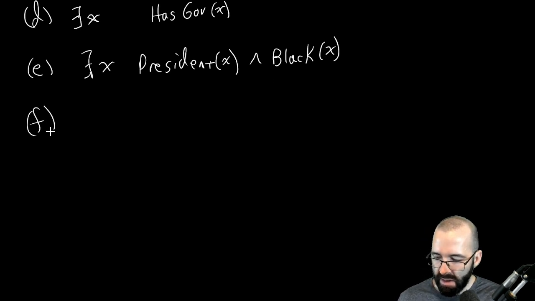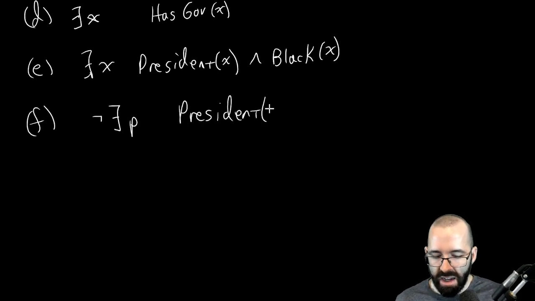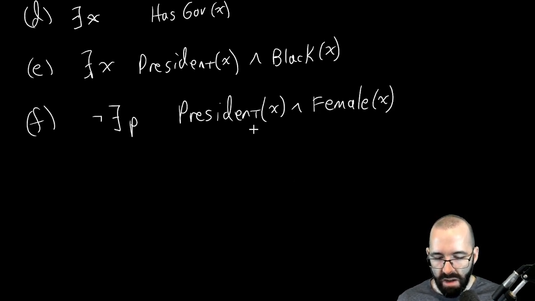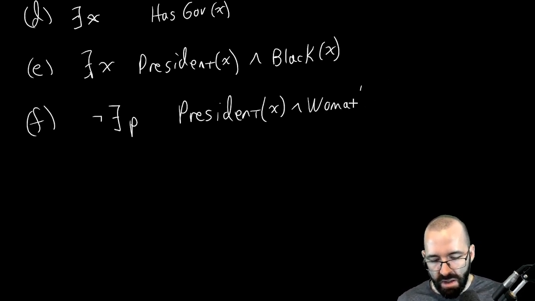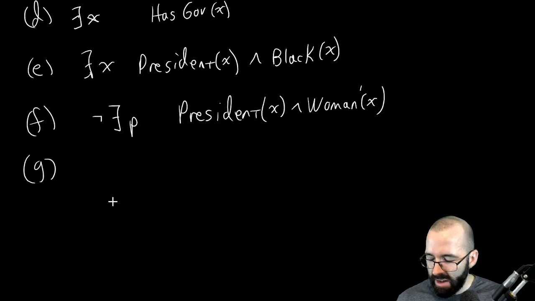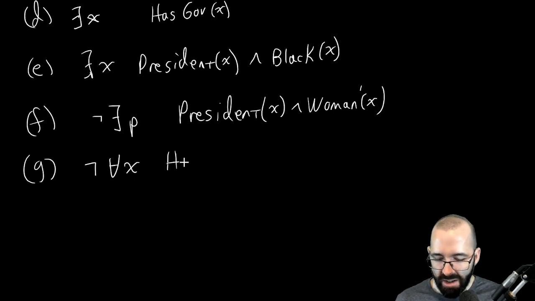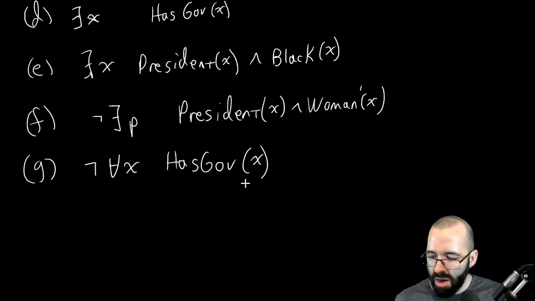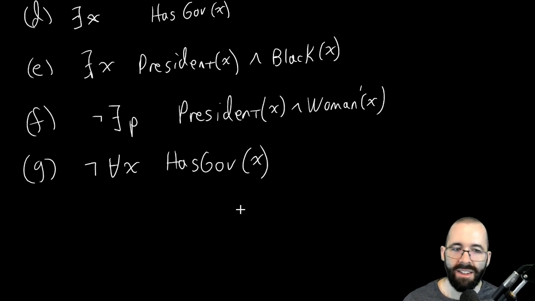All right. What about there does not exist an x such that President of x and Female of x. I'm going to use the word woman. All right. What do you think about these statements? The last one. One more. It is not true that for all x, HasGov of x. Pause the video. Think about these, and we'll discuss.